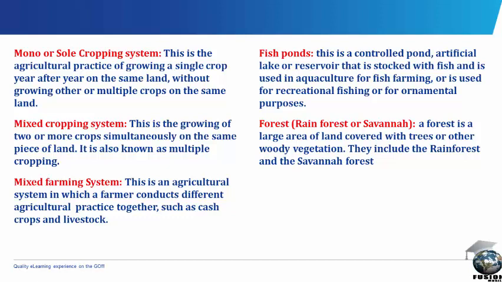Mixed farming system. This is an agricultural system in which a farmer conducts different agricultural practices together, such as cash crop and livestock. Fish pond. This is a controlled pond, artificial lake, or reservoir that is stocked with fish and is used in aquaculture for fish farming, or is used for recreational fishing or for ornamental purposes.